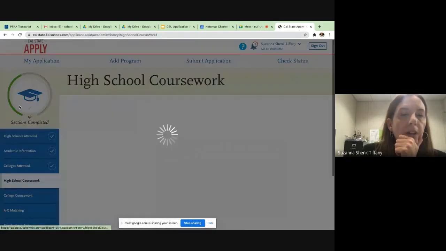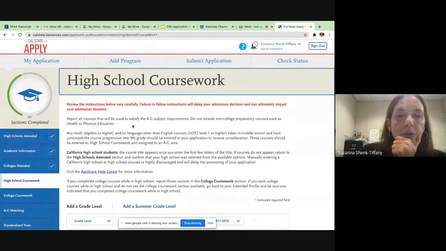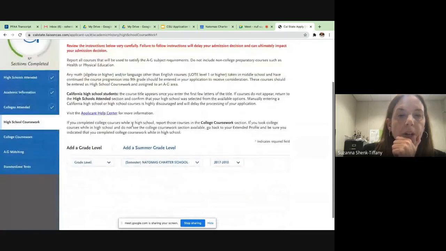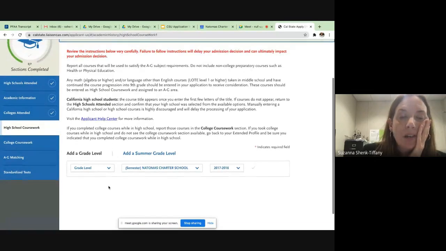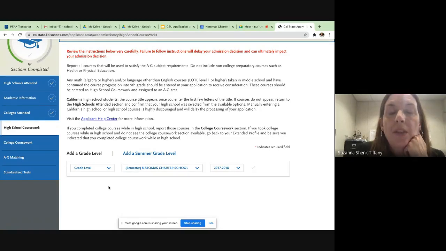Then underneath there, this is the part usually where students have trouble. So make sure you're watching this part, okay? Here they want you to enter all of your A through G courses by grade level. One thing real quick, I'm going to see if anyone can answer this. Does anyone know, is health an A through G course? What's your best guess?